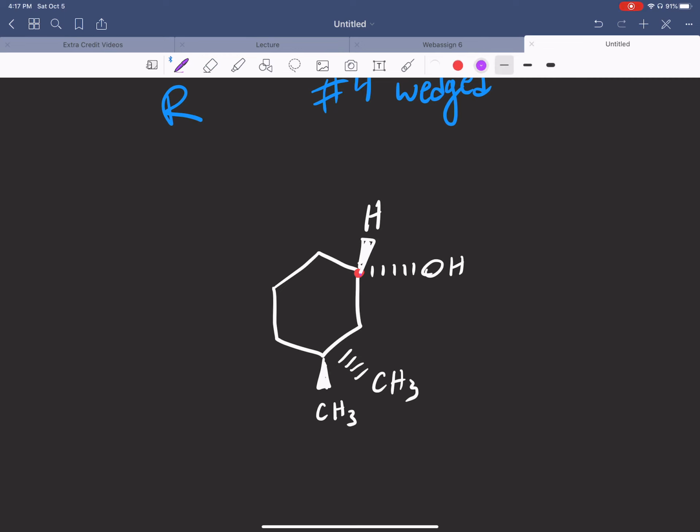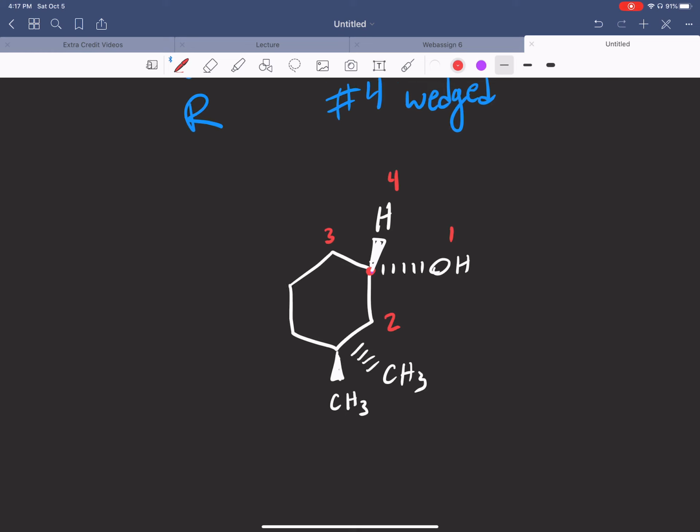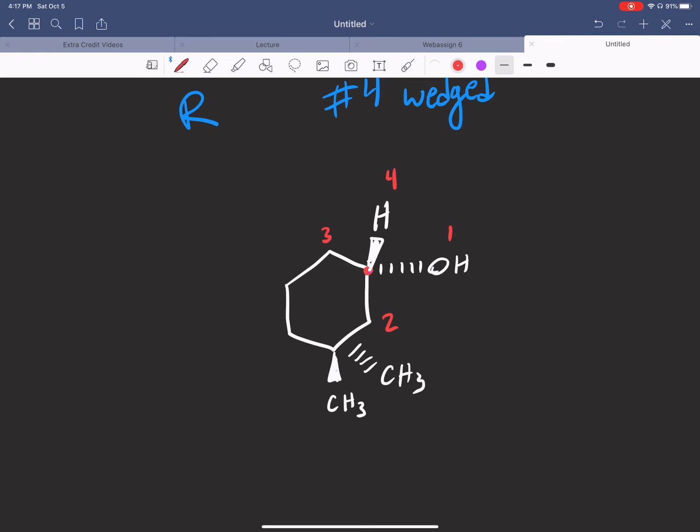Now let's assign priorities. The oxygen has the highest atomic number, so it gets number 1. This right-hand side that we looked at, as if I went clockwise, at one point we'll have 2 methyls much sooner than if we went counterclockwise. So methyls are better than hydrogens, so we're going to put a number 2 here, which means that this would get number 3, and our hydrogen gets number 4. So we have a hydrogen, which is our lowest priority group, as wedged.